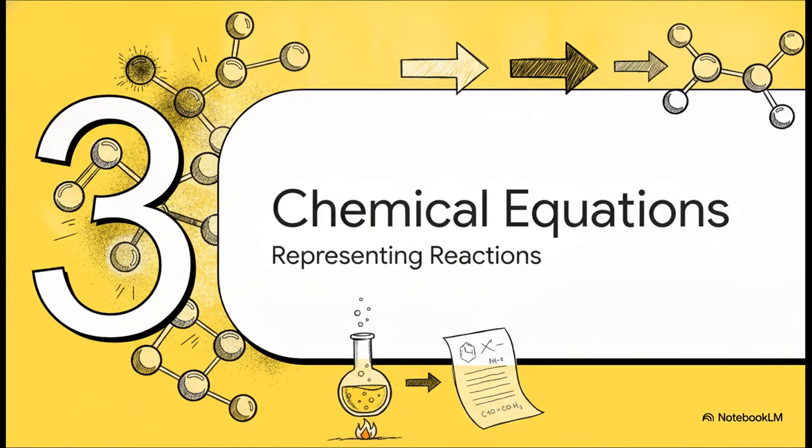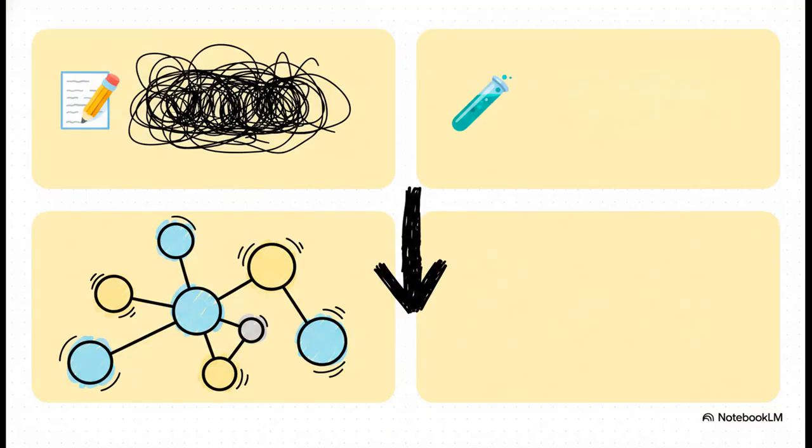Section 3, Chemical Equations, Representing Reactions. Notice the progression of how we record our science. Scientists don't really have the time to write out long, wordy equations. Instead, we use a much smarter, condensed format. By using the exact chemical formula of the reactants and products, we create what is known as a chemical equation. Just look at the bottom line.